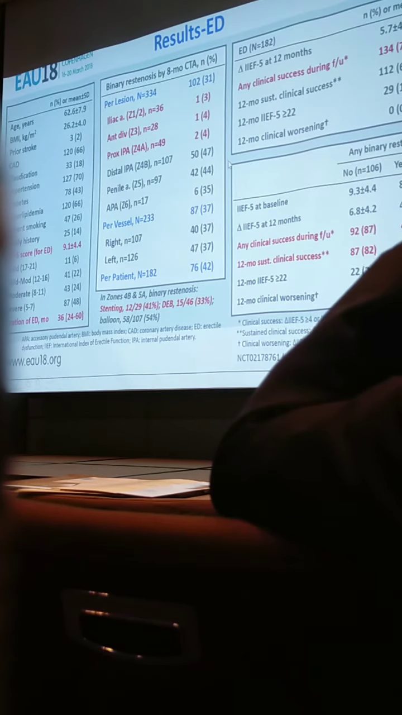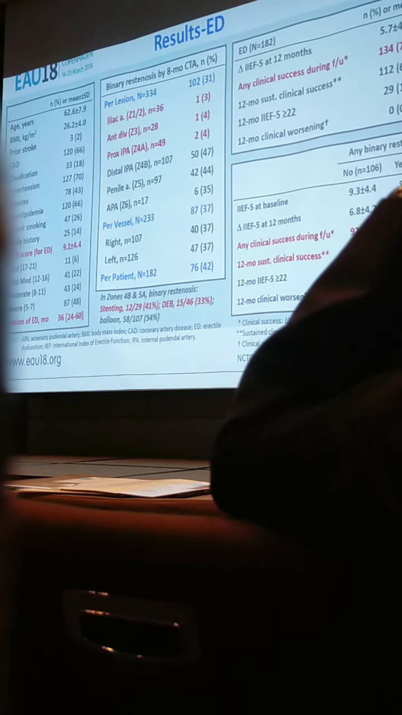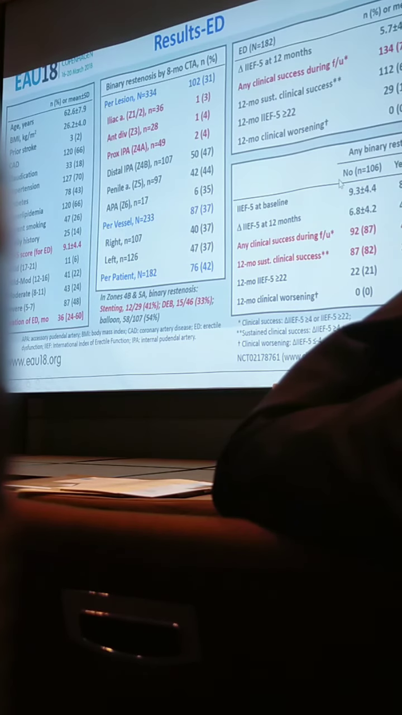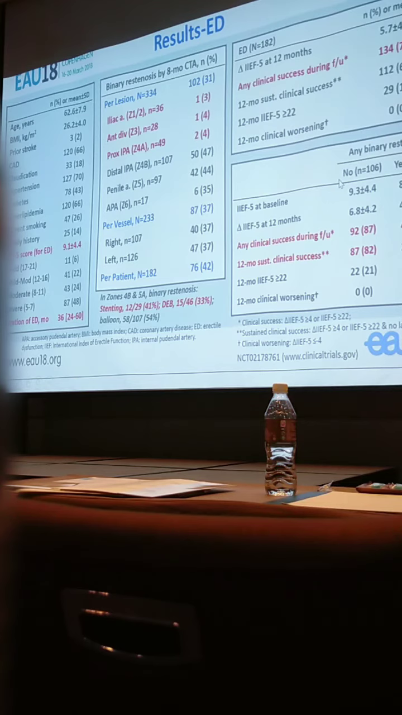For the clinical response, for any improvement, about 3 in 4 patients got some improvement during the follow-up period. But after 1 year, sustained improvement was achieved by around 60%. The major determinant for the success or failure of this treatment to improve erectile dysfunction is whether the lesion got any binary restenosis. Because in general, you can see here a total of 334 lesions for 180 patients, so on average about 2 lesions per patient.